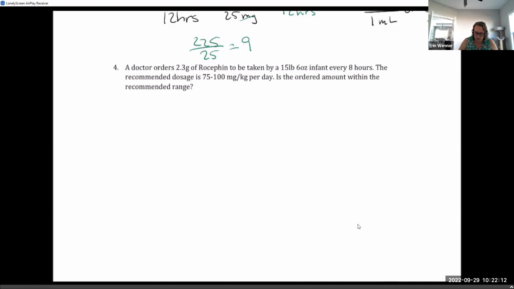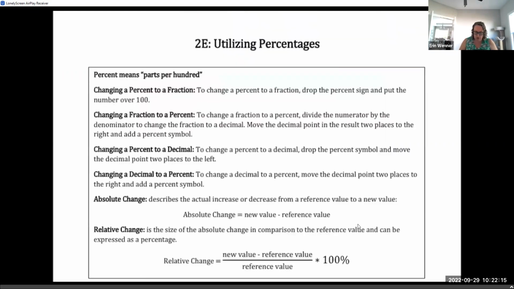So 2E is going to feel like a huge change because we're now looking at percentages, but it does all come together why we've switched to percentages once we get to 2F. The world of unit conversion and the world of percentages come together in 2F. So focusing on 2E, we're looking at percent, which means parts per 100, and changing a percent to a fraction. To change a percent to a fraction, you drop the percent sign and put the number over 100. To change a fraction to a percent, we divide the numerator by the denominator, change the fraction to a decimal, and then you move the decimal point 2 places to the right and add a percent symbol.